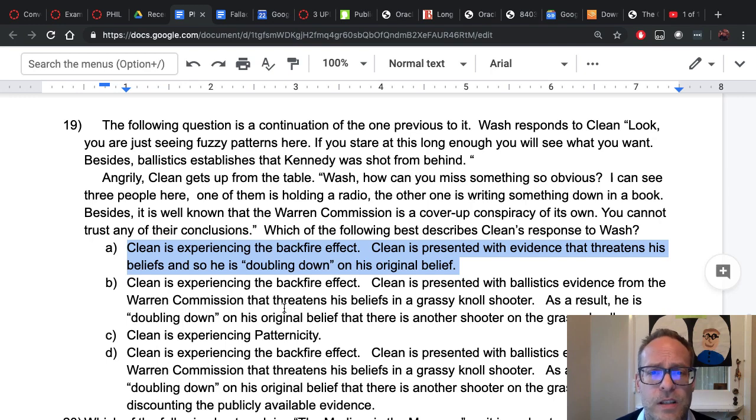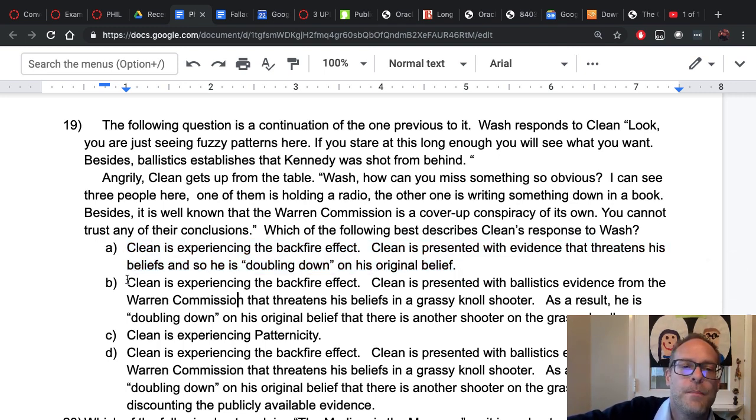C, Clean is experiencing patternicity. D, Clean is experiencing the backfire effect. Clean is presented with ballistics evidence from the Warren Commission that threatens his belief in a grassy knoll shooter. As a result, he's doubling down on his original belief that there's another shooter on the grassy knoll by discounting the publicly available evidence. All right, so between A and B, B was a little better.